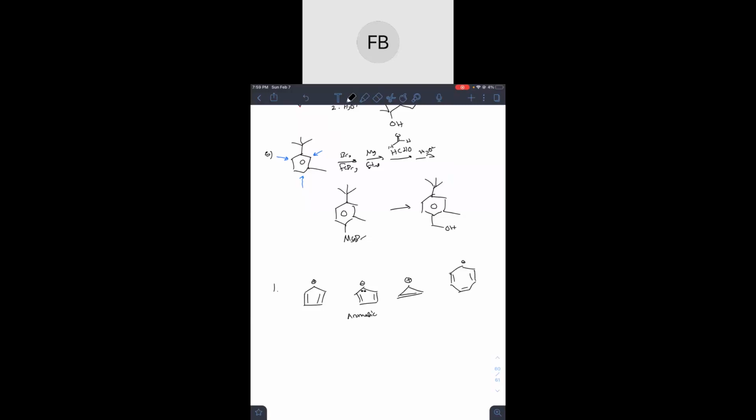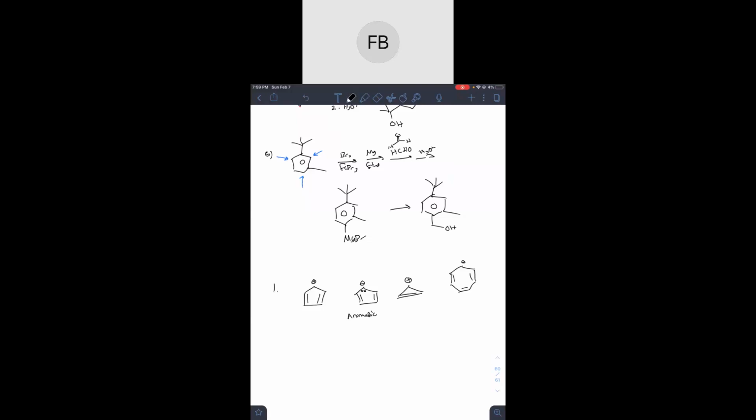This middle one is also aromatic. But here's my issue with the middle one. I don't really believe that it's aromatic because it's not really 4n plus 2. Actually, it is, if n was 0. Okay, never mind, so yeah, it is. For some reason I thought that it had to be at least 6, but I guess not. It's possible for the n to be 0.